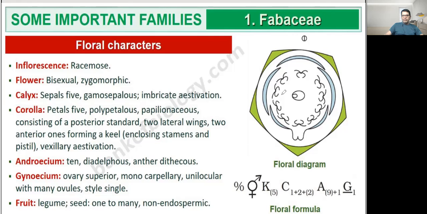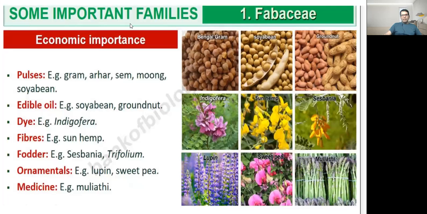In the floral diagram we also see this symbol for zygomorphic. So it is bisexual, male and female organs are there. Calyx sepals are five: 1, 2, 3, 4, 5 sepals. They are fused, all of them are connected, so gamosepalous. C stands for corolla, meaning the petals. How many are there? There are five petals. One is standard, then two are wings, then two are joined, that is called keel. So this is vexillary estivation. Then there is the ovary, single, monocarpellary and superior. So this is the floral diagram. Now, what is the economic importance of this family?